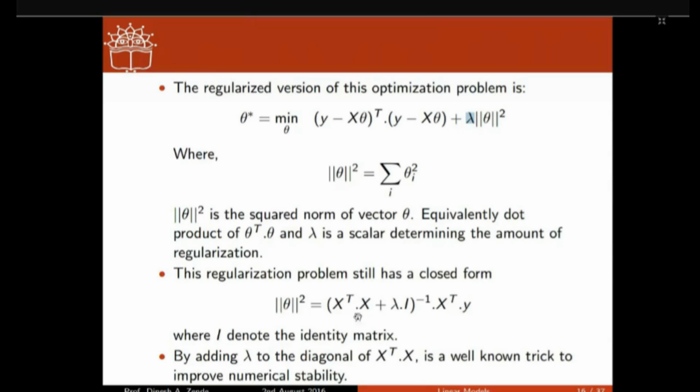Lambda can be added to the diagonal values of x transpose x, and that can make your model more stable. Diagonal values are nothing but the variance of that particular feature. So you can add that lambda to those diagonal values, and that will make your model more stable.